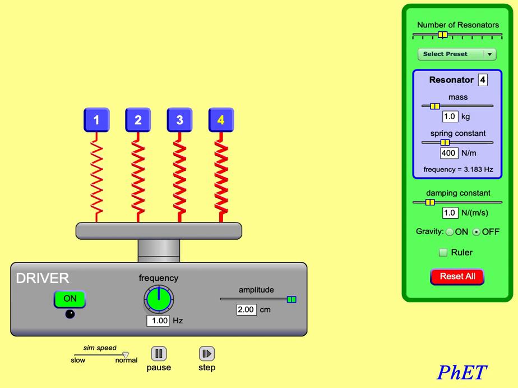This simulation is going to help us to understand the idea of resonance. So here we have 4 blocks. They all have the same mass, 1 kilogram. So all of these have a mass of 1 kilogram, but they're each tied to a different set of springs.